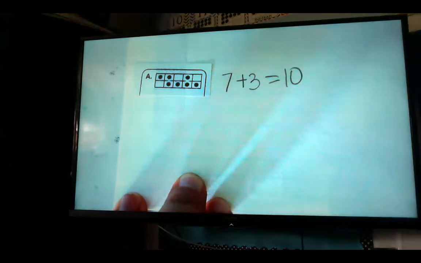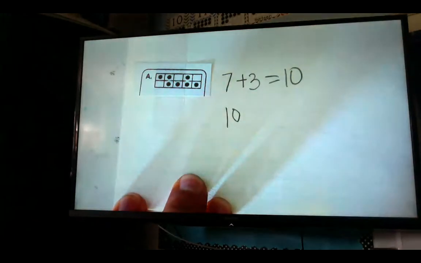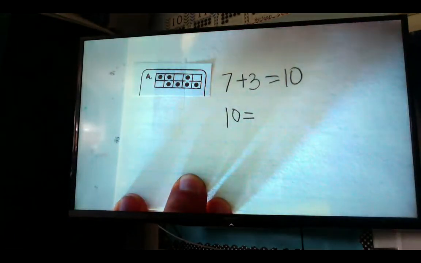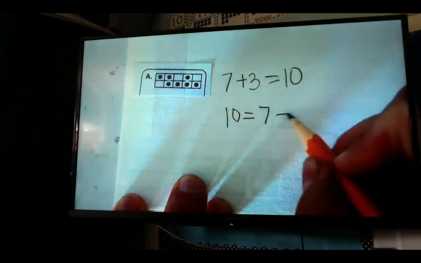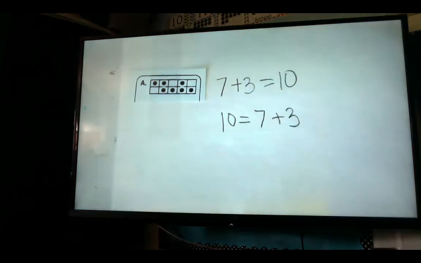We could also flip this and start with 10 because we know it's a 10 frame. So we can start with our 10. And how do we make 10? We already said we know there's 7 in the 10 frame already, and we need to add 3 more. So that's another way to write an equation for this 10 frame.